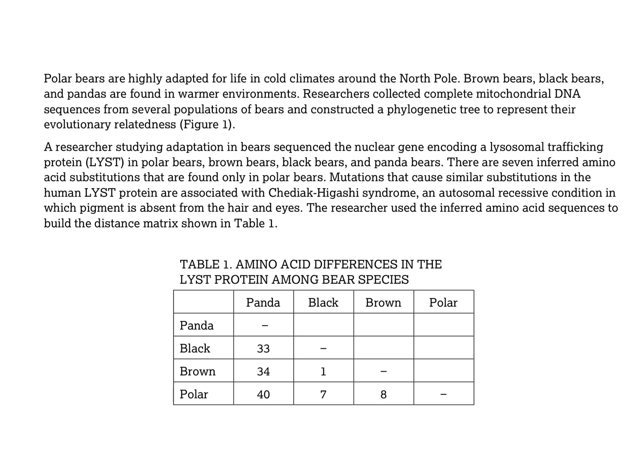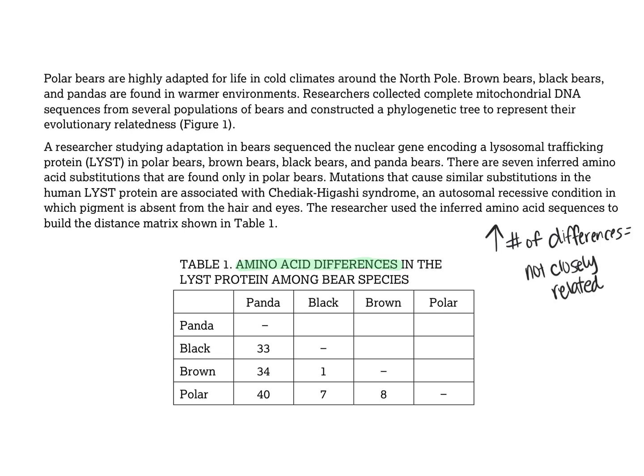The researcher used the inferred amino acid sequence to build the distance matrix shown in Table 1. So this is the Table 1 that it is referring to. And notice again, it says amino acid differences. So in this data set, we're looking at the number of differences between species. And so remember the relationship: the higher the number of differences, the less related the organisms are.